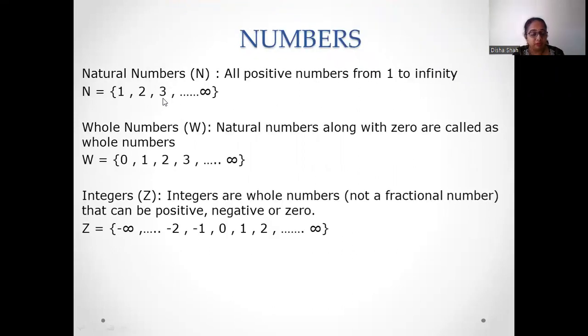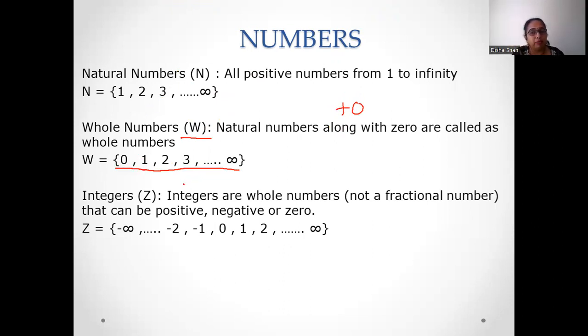The next is a whole number. What is a whole number? Whole numbers we represent with the alphabet W. A whole number is nothing but the natural numbers plus 0. So as you can see here, all these are the natural numbers. In that we have added 0, so it has become a whole number. So whole numbers start with 0 and go to infinity.